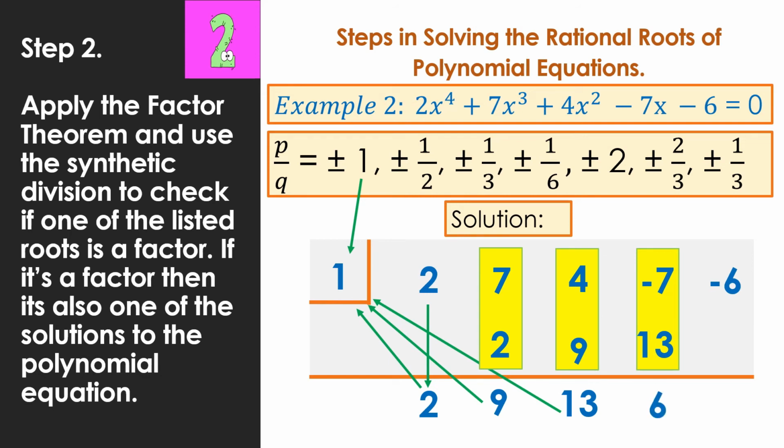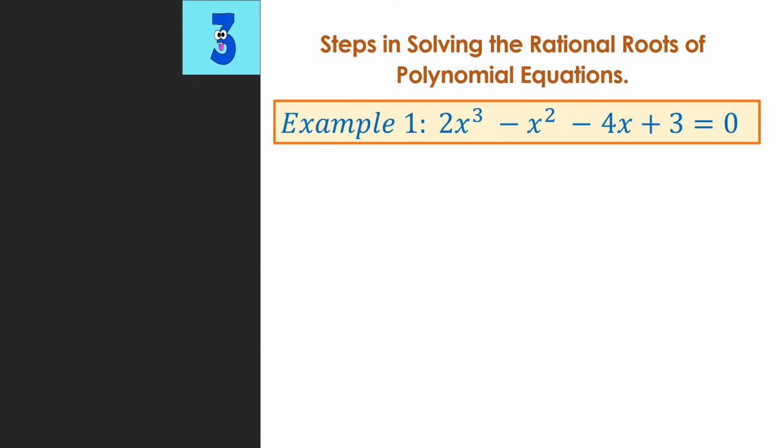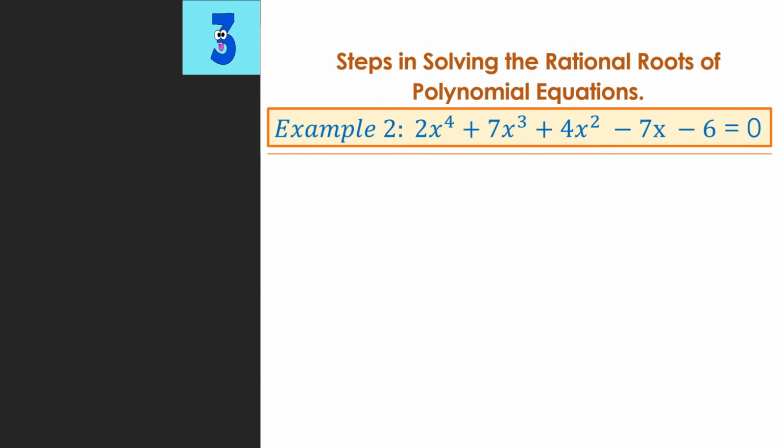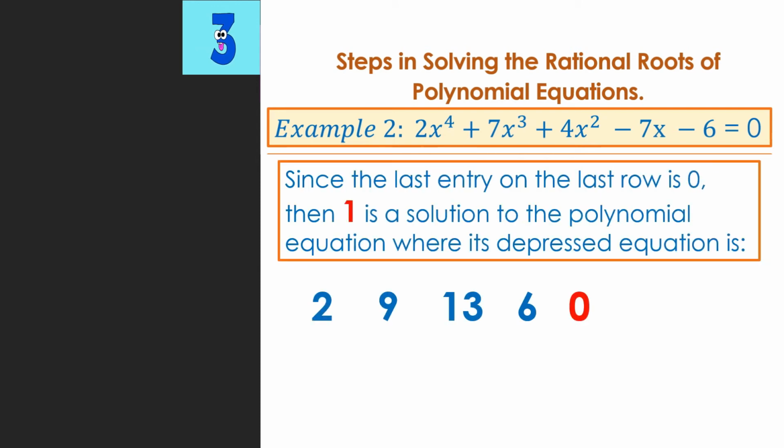Add down the column. Negative 7 plus 13 is 6. Then multiply 6 by the root. 6 times 1 is 6. Write it on the last column. And then add down the column. Negative 6 plus 6 is equal to 0. Since the last number in the row is 0, it means that positive 1 is one of the solutions or roots of the given polynomial equation.